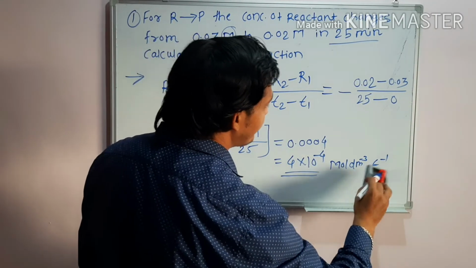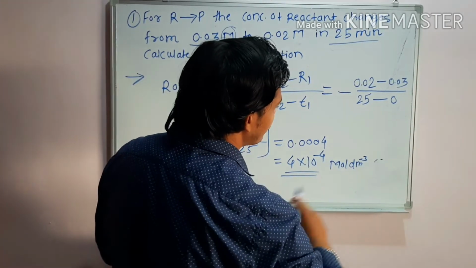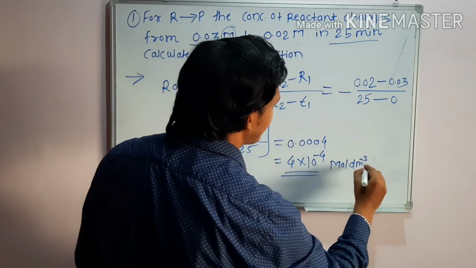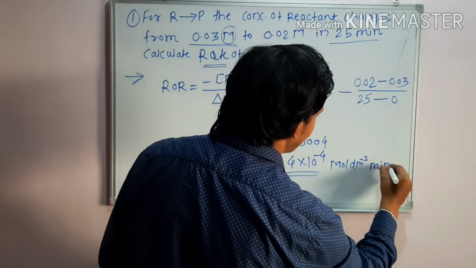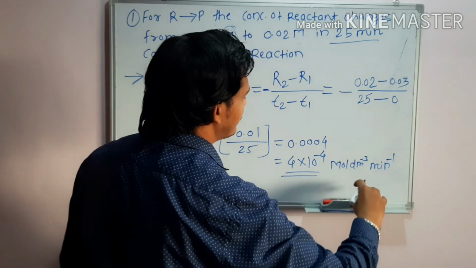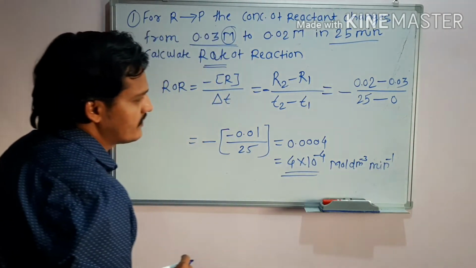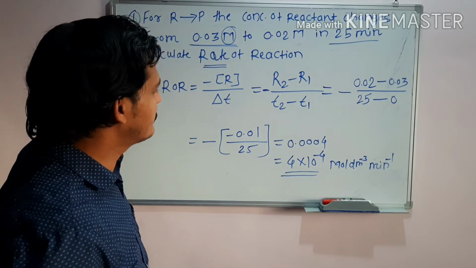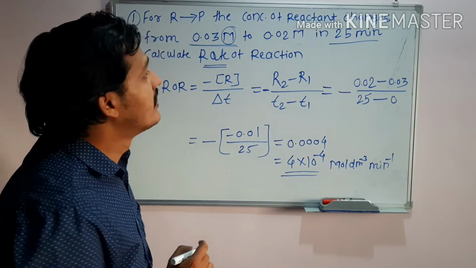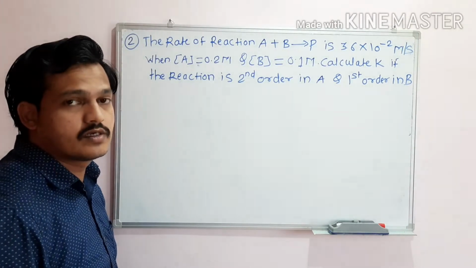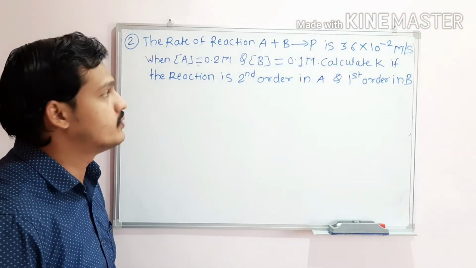So I am writing here particular. Time inverse means, now this example is given in terms of minute, so minute inverse. If it is in second, then second inverse. Hour, so hour inverse. So this is our equation numerical number first. Now let us move to the numerical number 2.